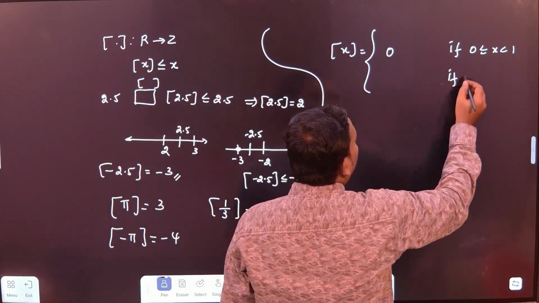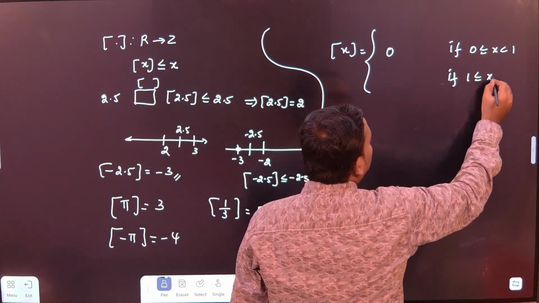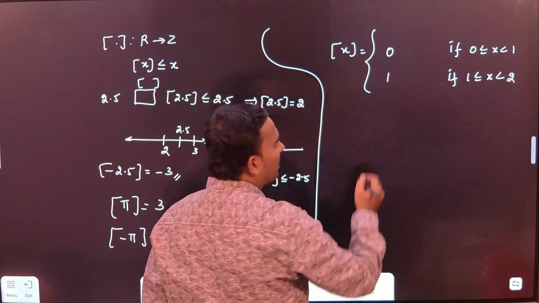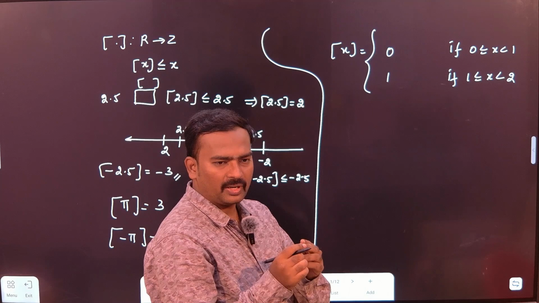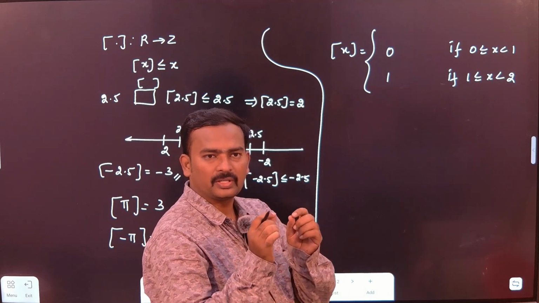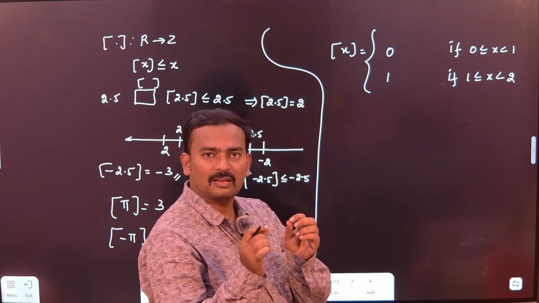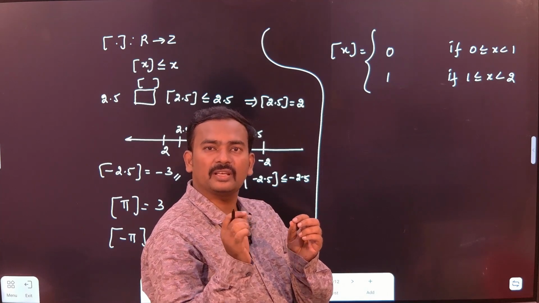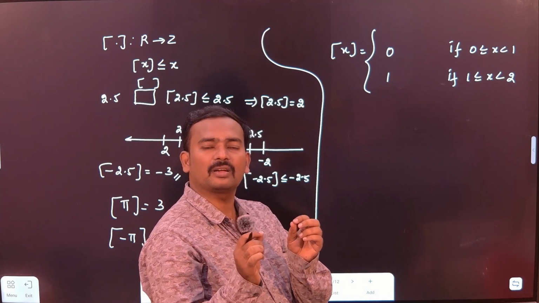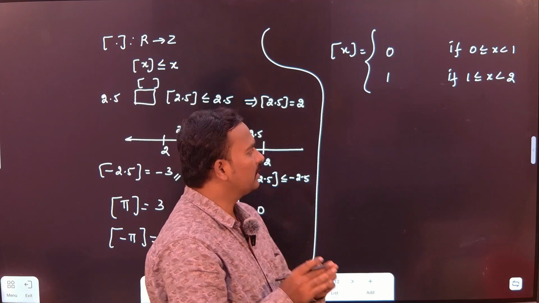Let's take x from 1 included to less than 2, and the value is 1, right? Because for 1.5, the greatest integer function is the greatest integer less than or equal to 1.5. 1.5 is not an integer. Which is the greatest integer less than or equal to 1.5? It is 1 only, right?